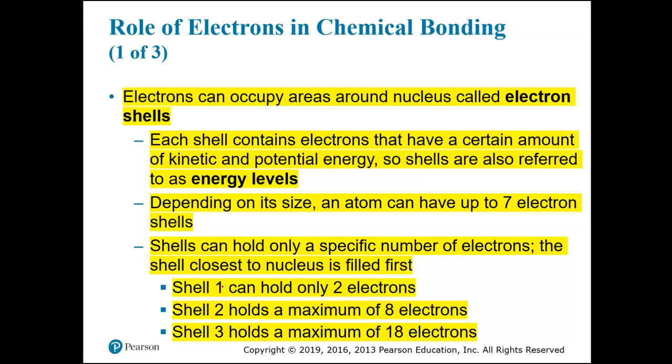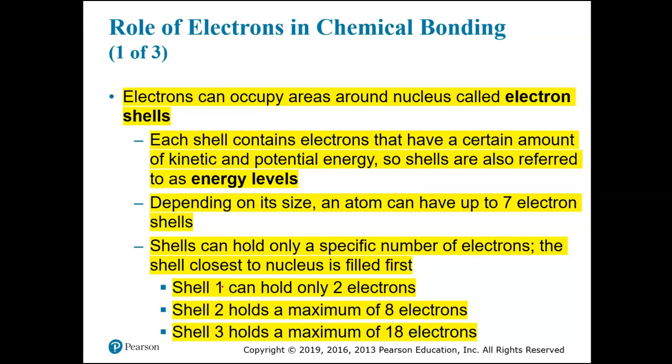So what I really want you to understand is that electrons, however many protons that an atom has, it's got that same number of electrons. And all of those electrons are outside the nucleus. They move very fast, but they do tend to reside in certain energy levels.